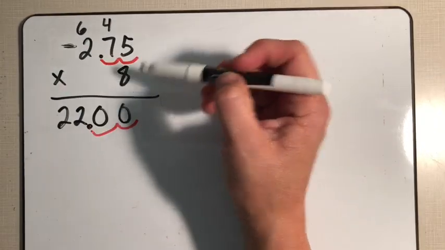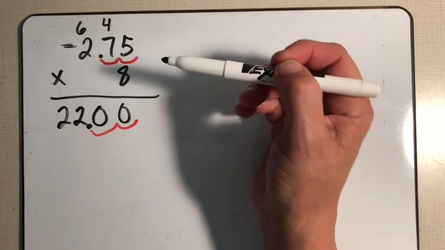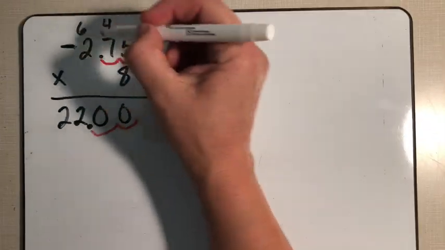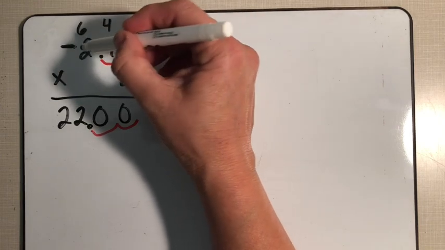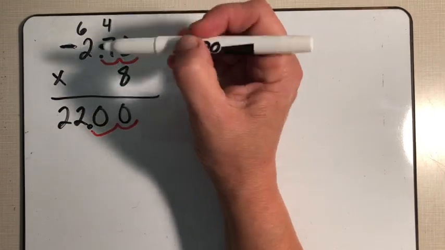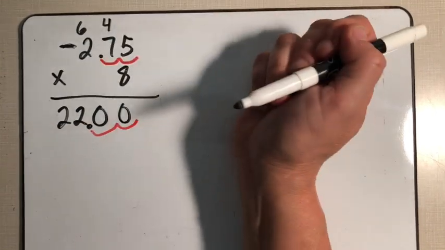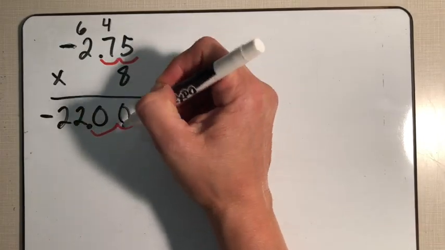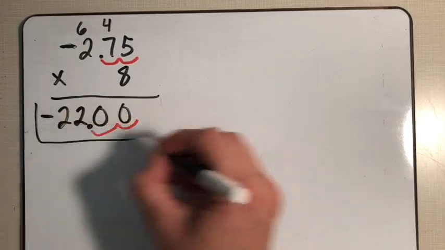So first I multiply, then I deal with the decimal, and last I got to figure out, is my answer positive or negative? Those 8 groups of $2.75 was $2.75 of debt. So you could say I owe 8 people $2.75. So my answer is going to be negative. A negative times a positive is always a negative. So that's your answer right there.